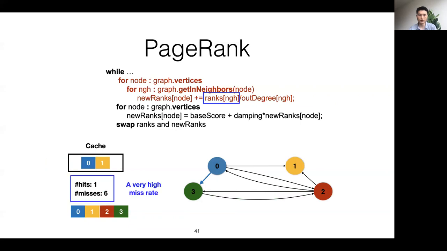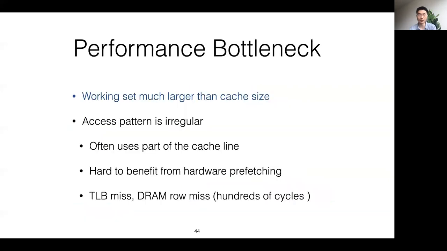What we notice over here is this whole process incurs a pretty high miss rate, with 6 misses and 1 hit. So why is this happening? The first obvious reason is that the working set, which is the rank data, is larger than the cache line size. And the second, more subtle but equally important reason is that we often only use part of the cache line. The cache line contains both node 0 and 1's data, but we often just read node 0's data.